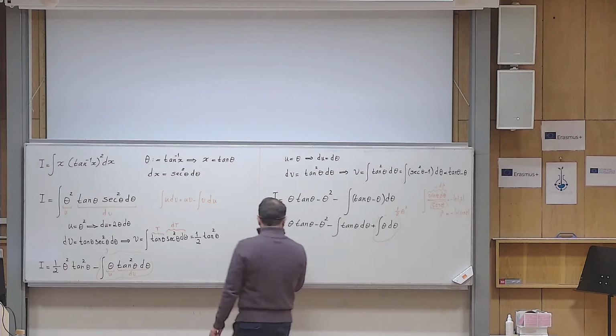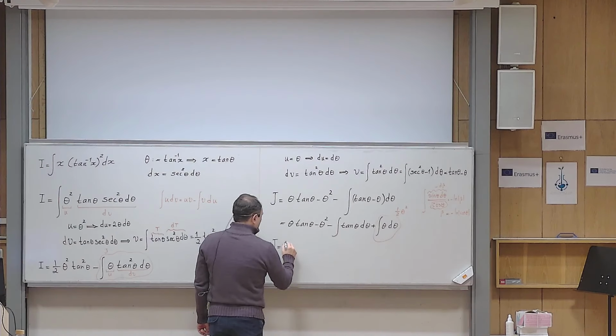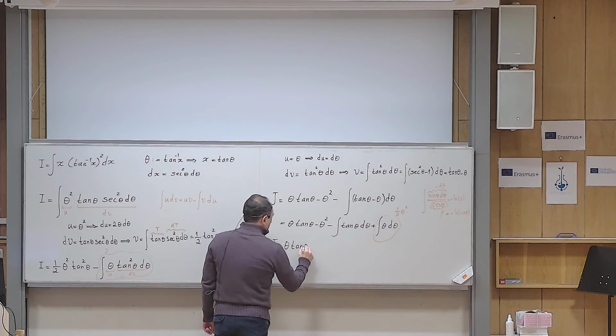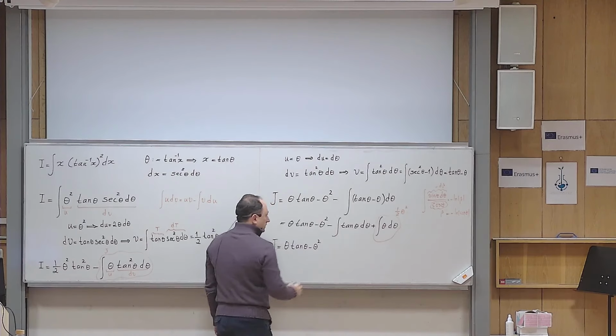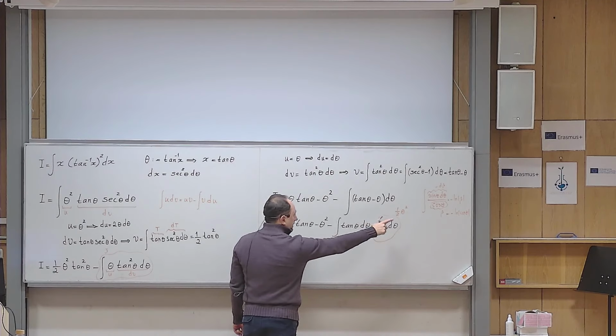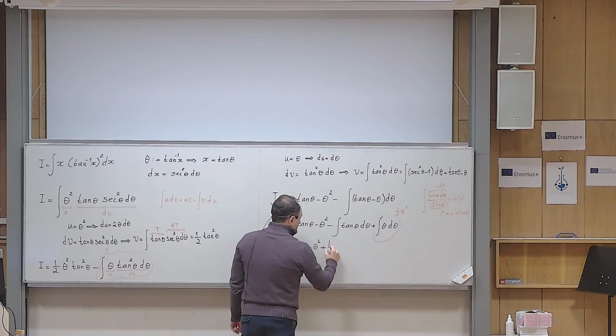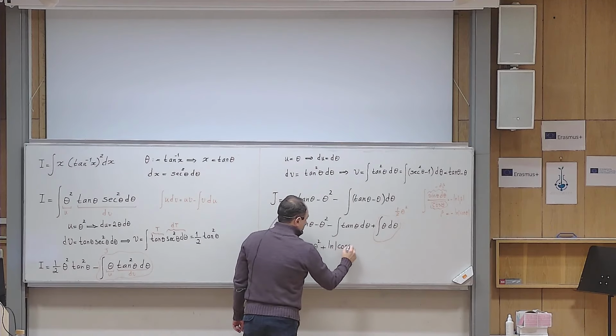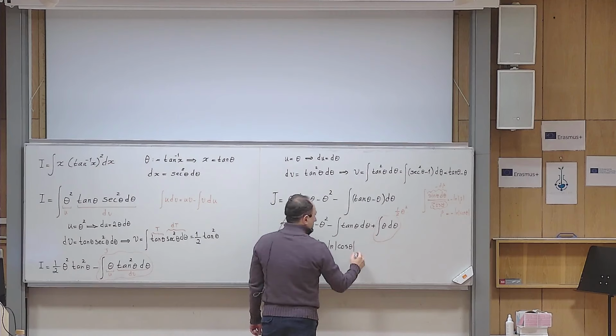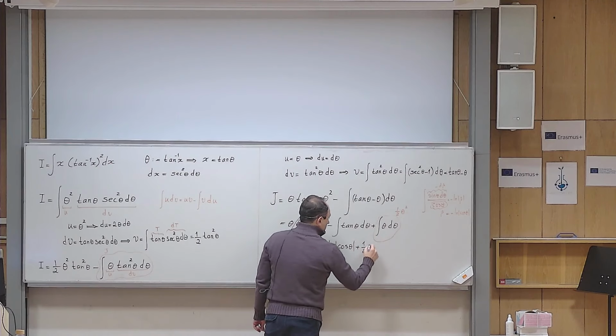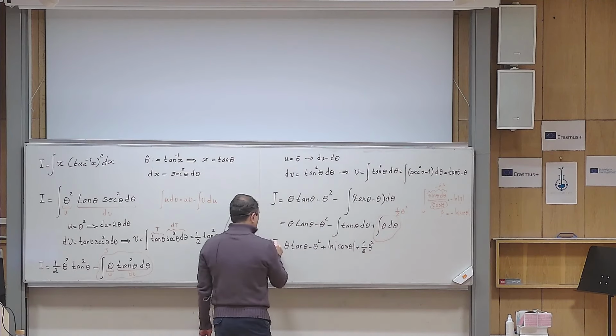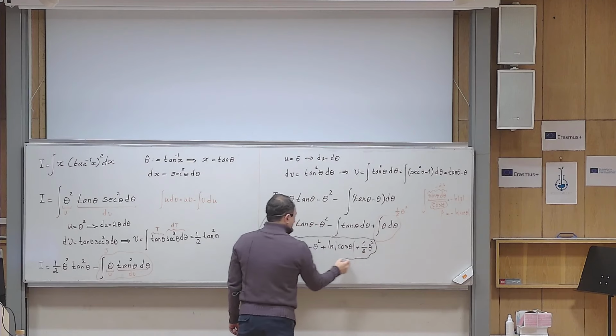So finally, I found my j. It is theta tangent theta minus theta squared. And then instead of this one, I put that expression, but there is a minus sign here, so this becomes plus. And here, this becomes plus 1/2 theta squared. So this is my j.